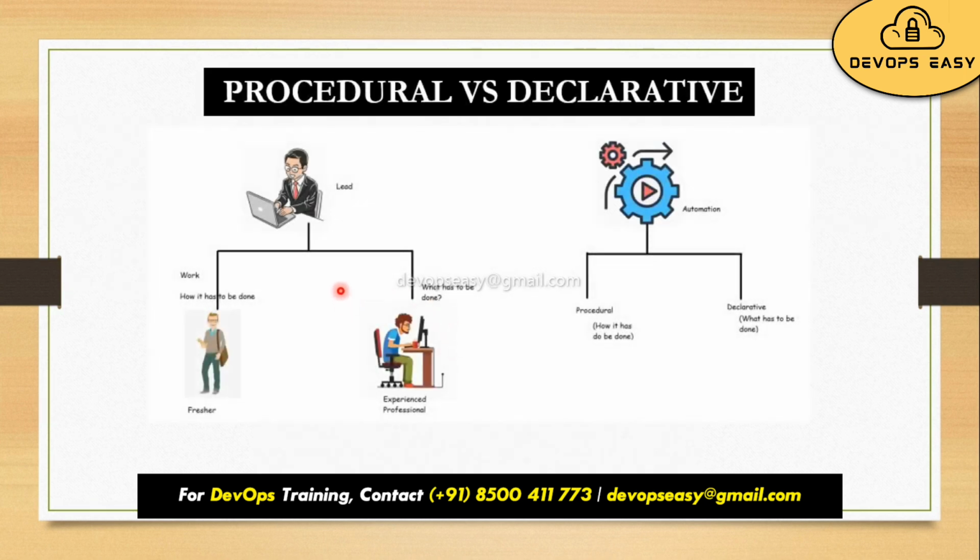Yesterday I told you, if you give a task to a fresher, he will ask how to do everything. If he is experienced, he knows how to do it. The leader just tells what is required, and he will do it automatically. In the same way, in scripting, while doing automation, you will have two types: one is procedural, another is declarative. Procedural means you need to tell everything. In declarative, you don't need to tell, you just say, hey, I want this, that's it, and in the background it will take over. So Ansible is a declarative approach.